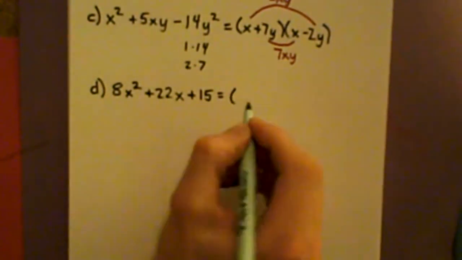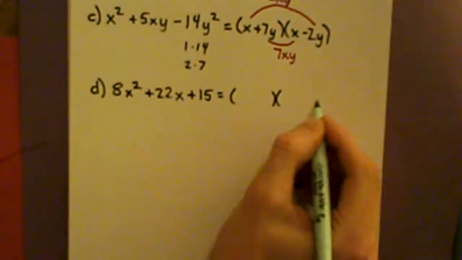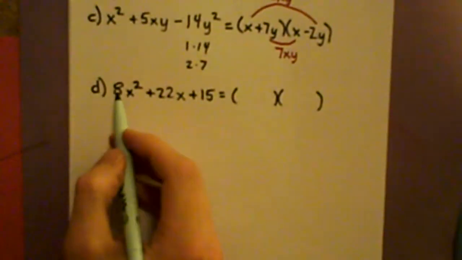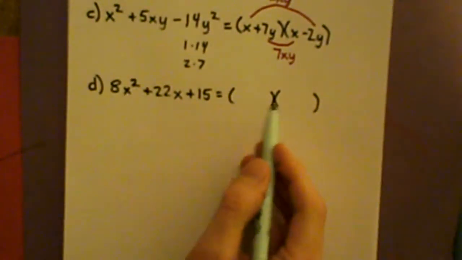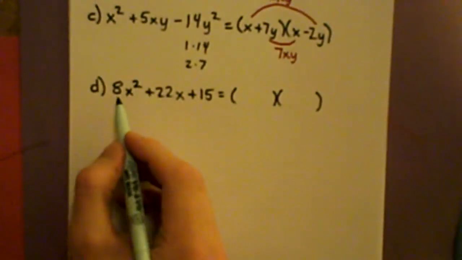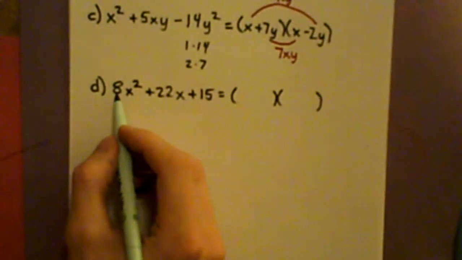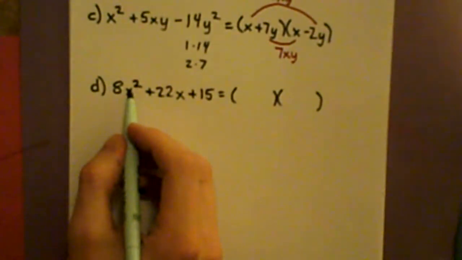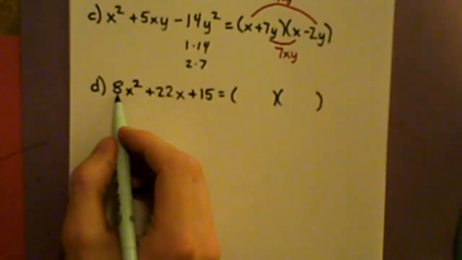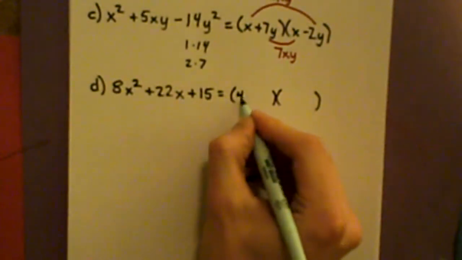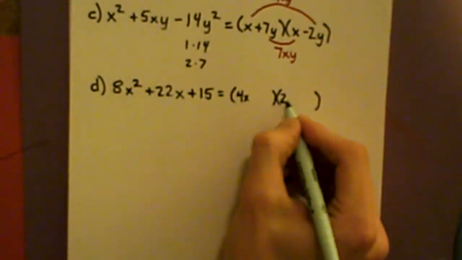Again, this has got to be a product of two binomials. However, what is it that goes in these spots? Well, we need numbers that multiply in these first two positions, the F product. We need something that multiplies to give me 8x squared. Well, more than likely, that's probably going to be 4x and 2x. It may not be, but most of the time it's going to be 4x and 2x instead of 8x and 1x. So I'm going to go ahead and try 4x and 2x.